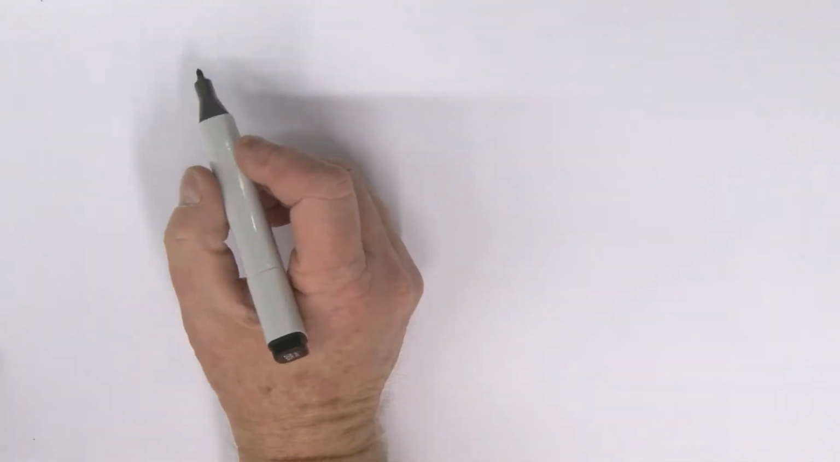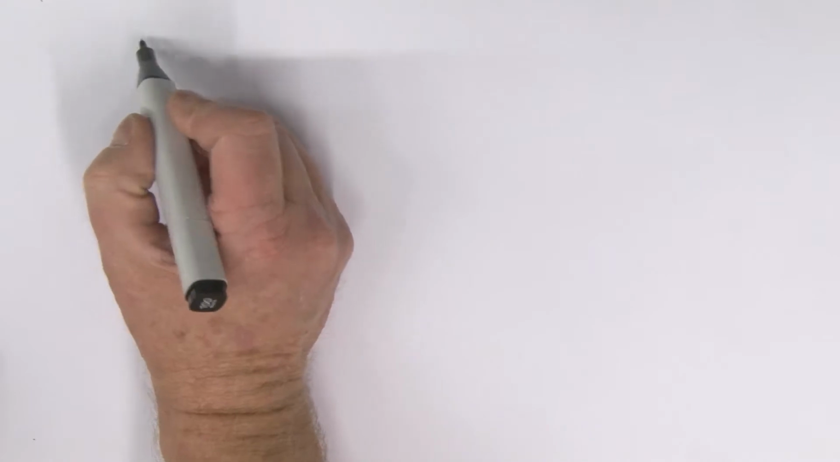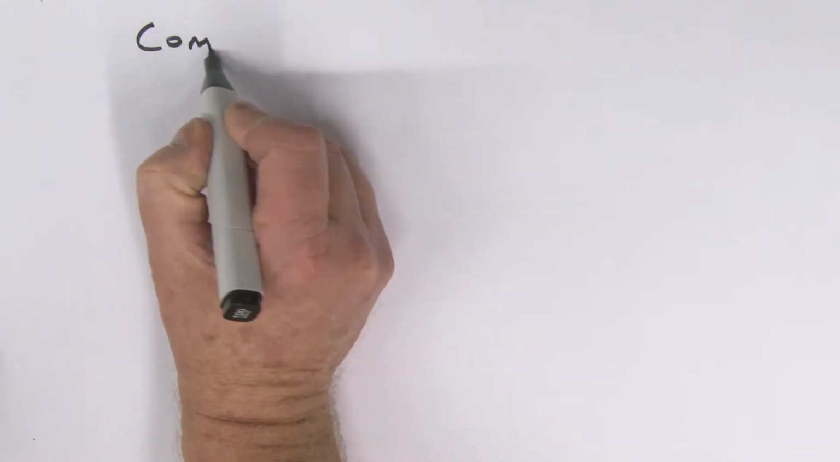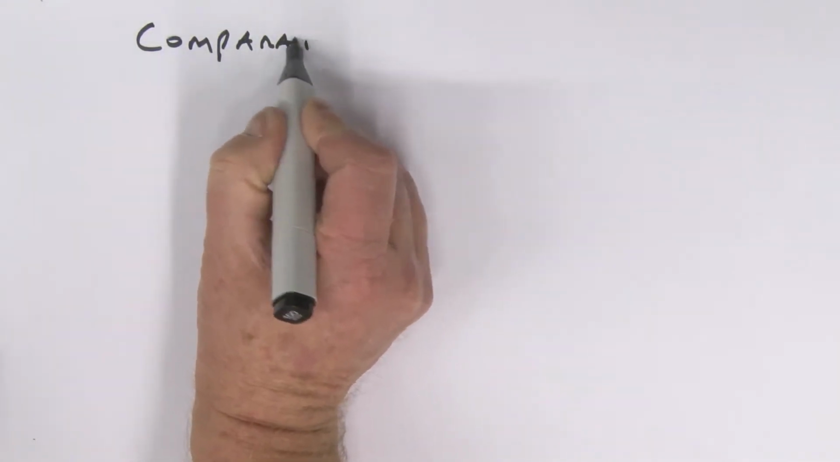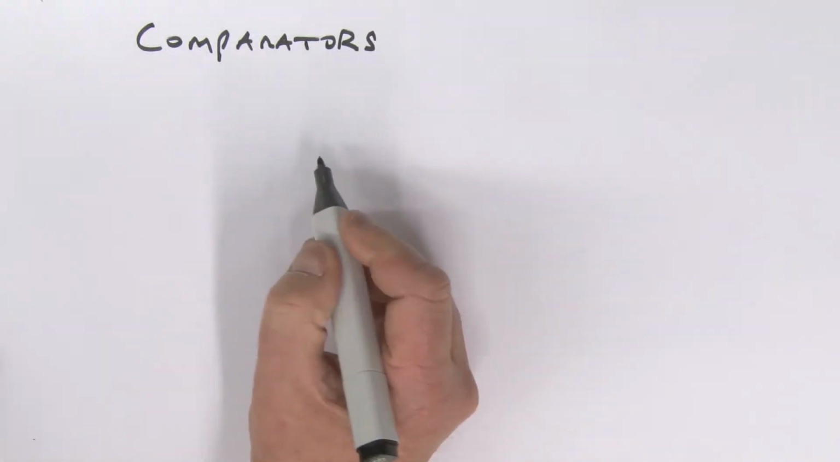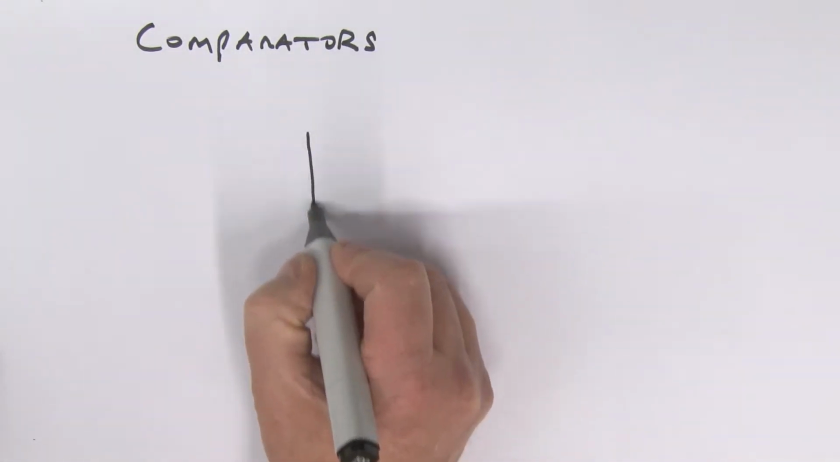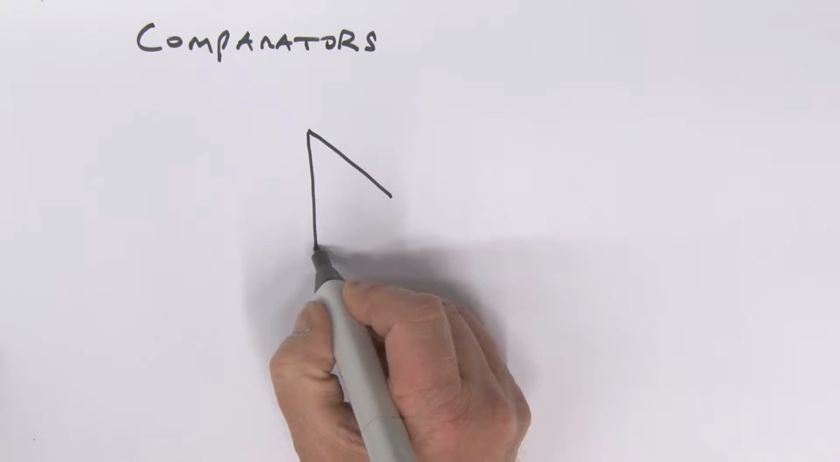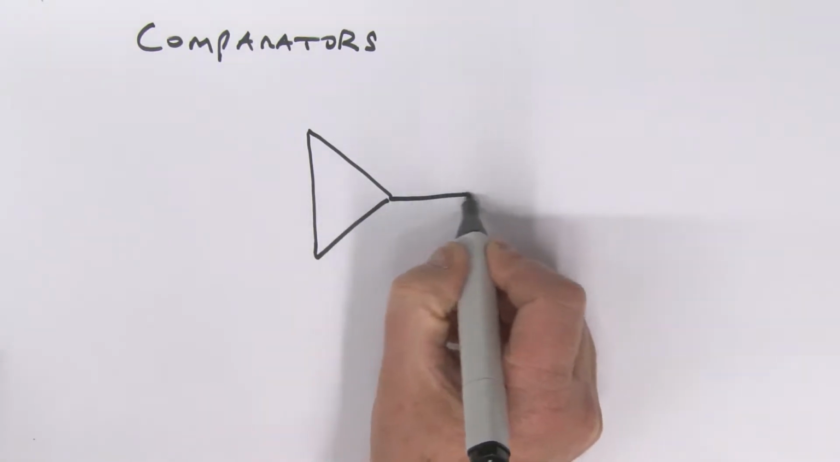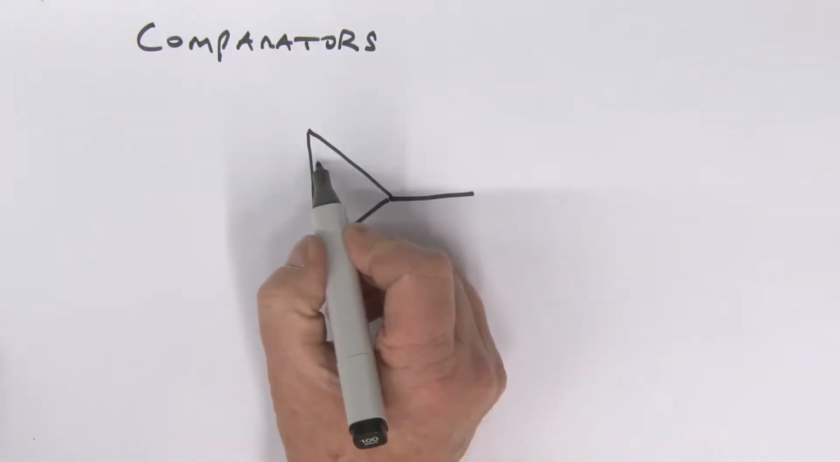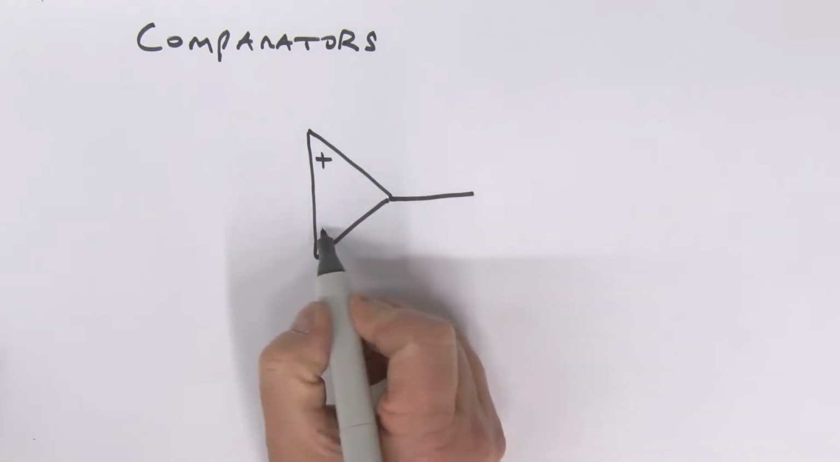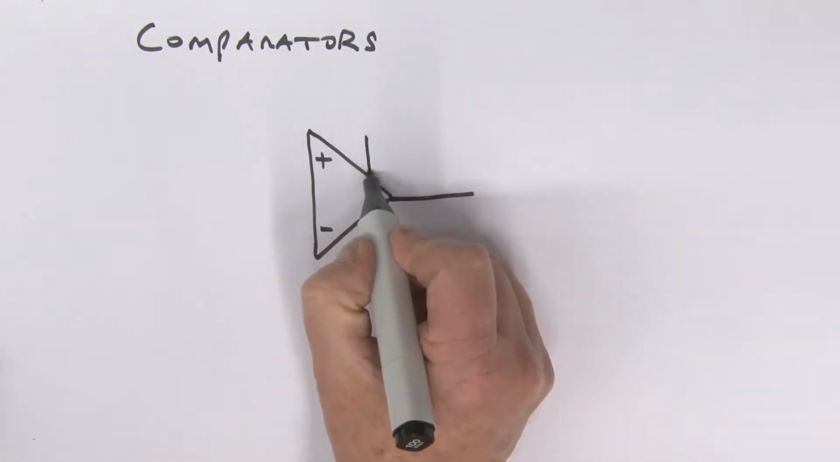Okay, you remember a while ago I spoke to you about circuits called comparators. So let's quickly recap. If we take an operational amplifier, this is going to be in the open loop mode. So this is my non-inverting and inverting input. Let me show you the power supplies.